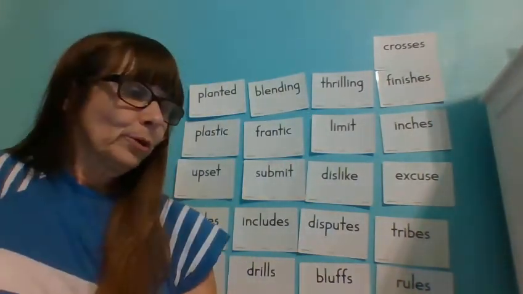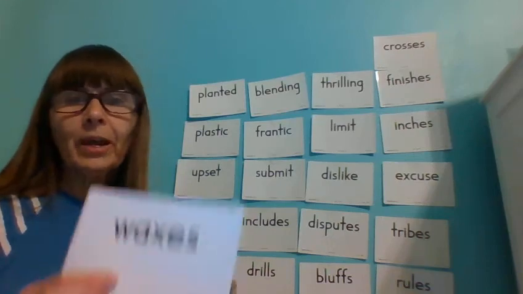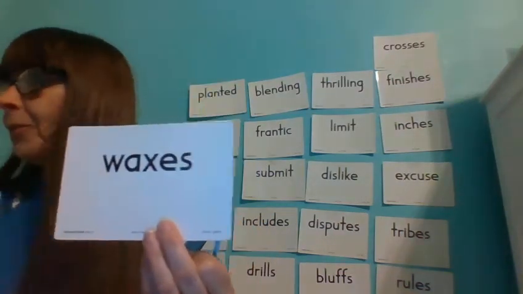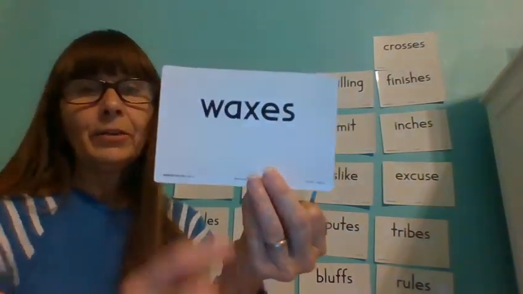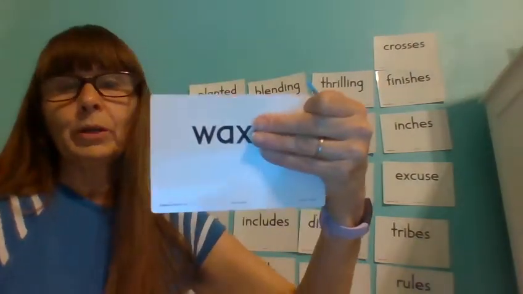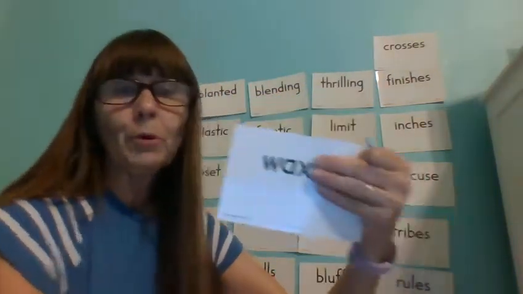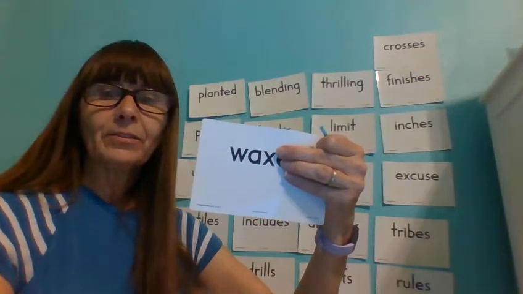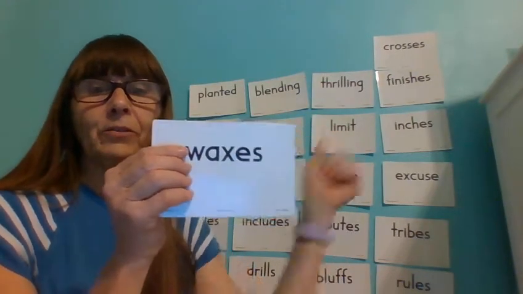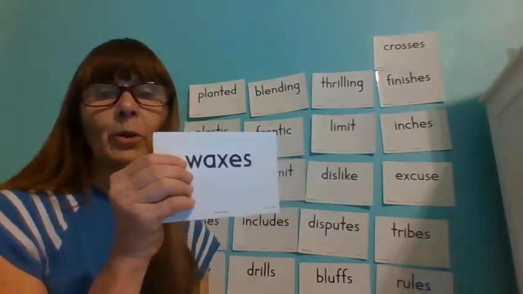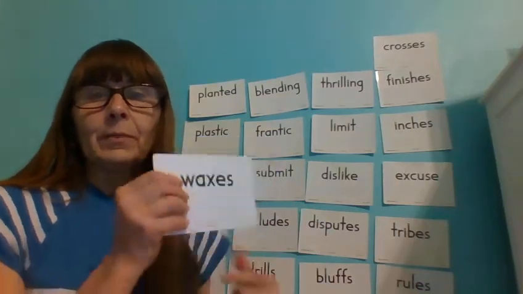And then we have one more that we're going to add to our stack. And that word has another sibilant sound with an X. And here it is. We're going to tap it out. It's closed syllable with an X, wax, wax. We add the suffix es, waxes.